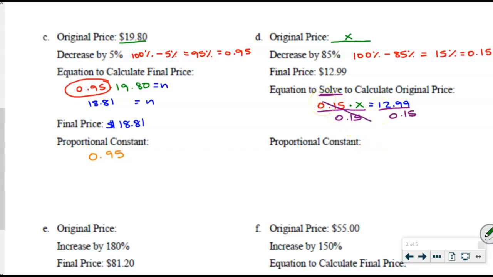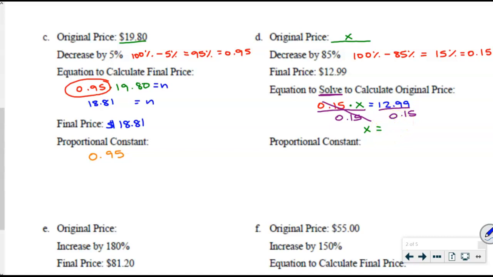Yes, Carter. You could use a proportion equation. Yeah. Let's focus on just this version of the problem first, because that proportion equation, it works, but we have another lesson on that one. Okay. Good thought though. And what do you get when you do $12.99 divided by 0.15?